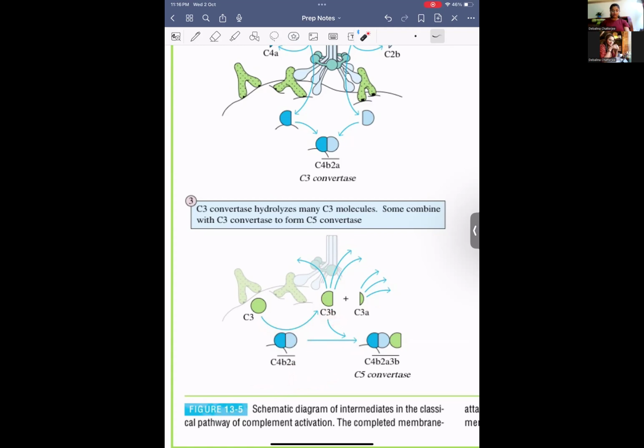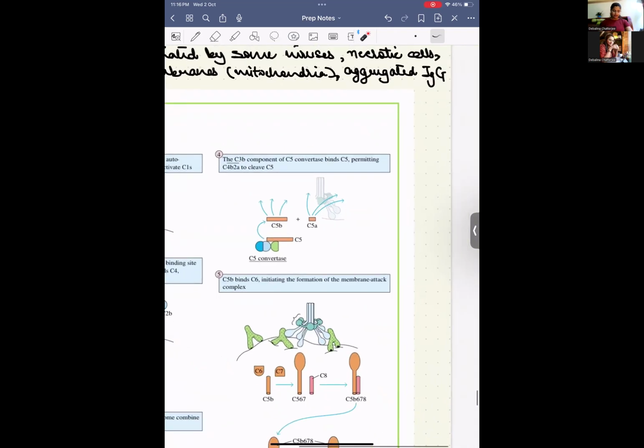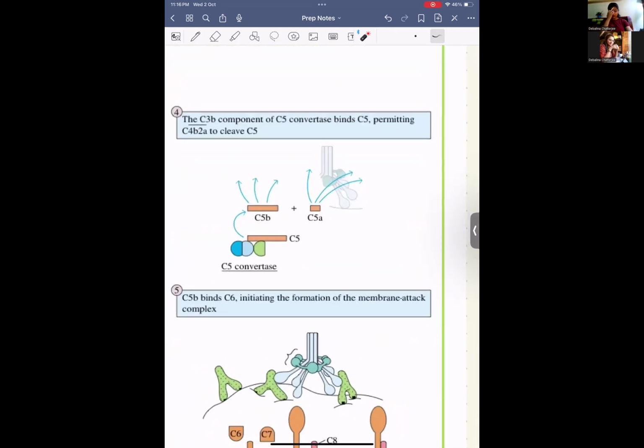So if there is just one such enzyme, so many C3b molecules can be formed. Now this C3b molecule can mediate some functions on its own, or it can associate back with the C3 convertase. If it associates back, this is known as the formation of C5 convertase. So some combine with C3 convertase to form the C5 convertase. The formation of a C5 convertase allows C5 to get cleaved into C5b and C5a. They can have different functions on their own.